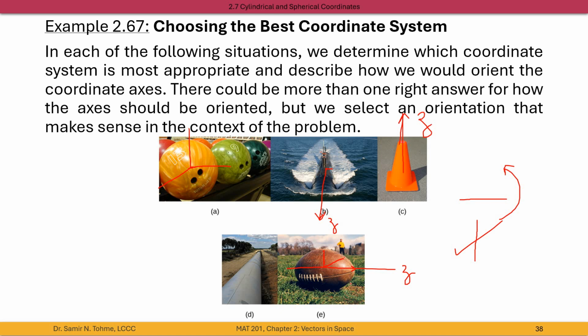So sometimes trial and error works, and some systems are obvious, like spheres. It's better to work with spherical coordinate systems, and for cylinders it's better to work with cylindrical coordinate systems.